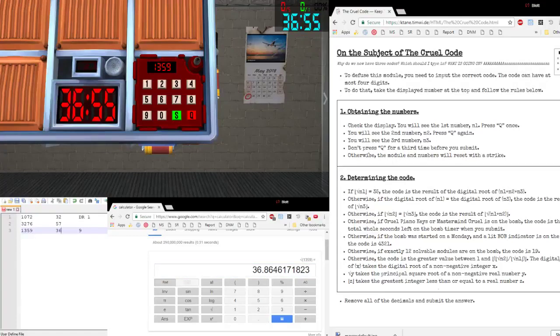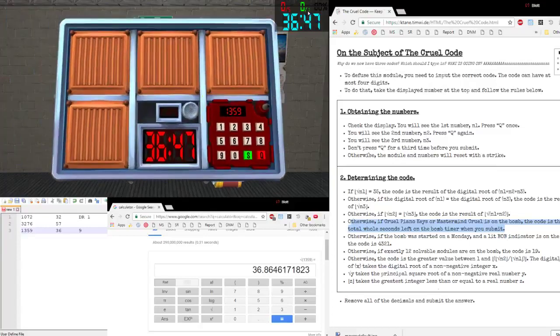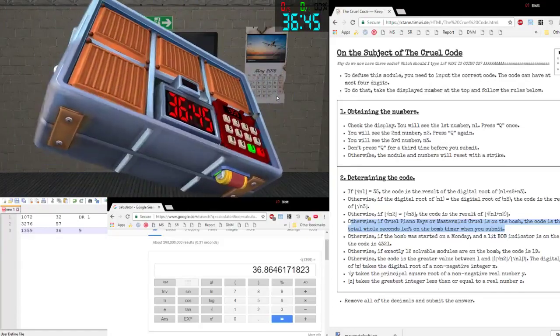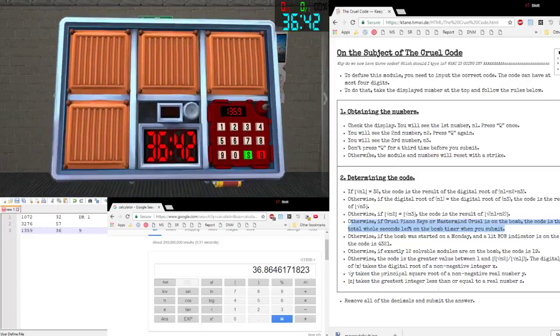So we move on. Otherwise, if Cruel Piano Keys or Cruel Mastermind is on the bomb, it's tutorial mode. As you can see, there's no such module on this bomb. Through all of our examples, this rule is never going to trigger. If it does, it probably has the most interesting rule. The code is the whole number of seconds remaining when you submit. This would be a real pain with my 40-minute bomb here, but that means if you hit it at 30 minutes, then the answer is 1800, because there's 1800 seconds to go at that point. So, interesting calculation there, if that one pops up.